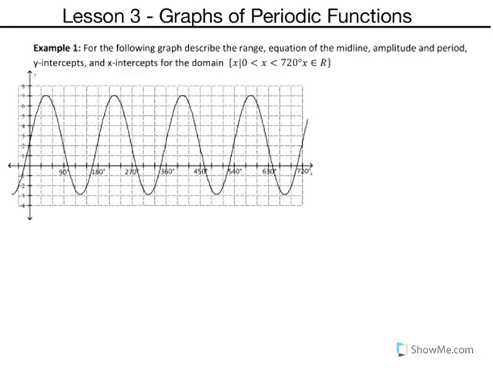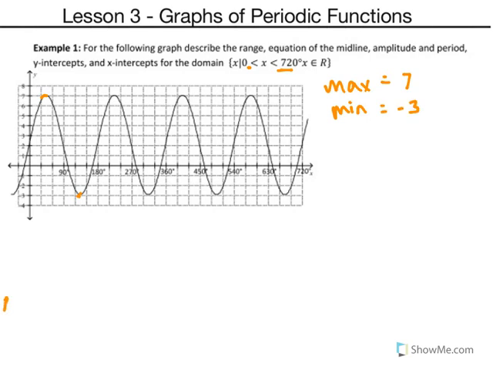Alright, example 1. For the following graph, describe the range, equation of the midline, amplitude, and period, y-intercepts and x-intercepts for the domain x such that 0 is less than x, which is less than 720 degrees. So we're looking between 0 and 720. So first we're going to find all the information we need. So let's find the maximum and the minimum. Our maximum point is right here at 7. And our minimum is right here at -3.